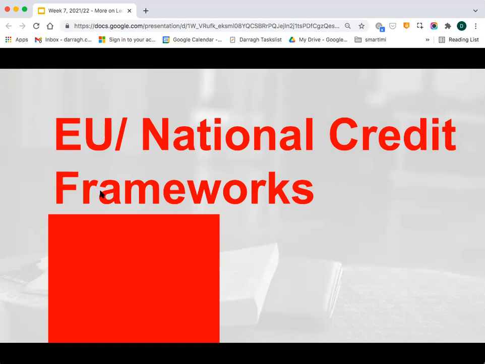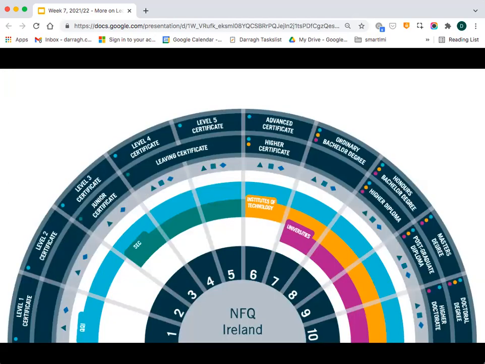And obviously, it ties into a number of additional areas, for instance, EU and national credit frameworks. So maybe something people have heard of before. This is the Irish National Qualification Framework, the NQF, and that was basically developed as legislation. It is a framework through which different learning achievements and associated credits might be measured and related to each other. They're all based on the level of knowledge, skill, and competence involved in each. And this is developed by the QQI.